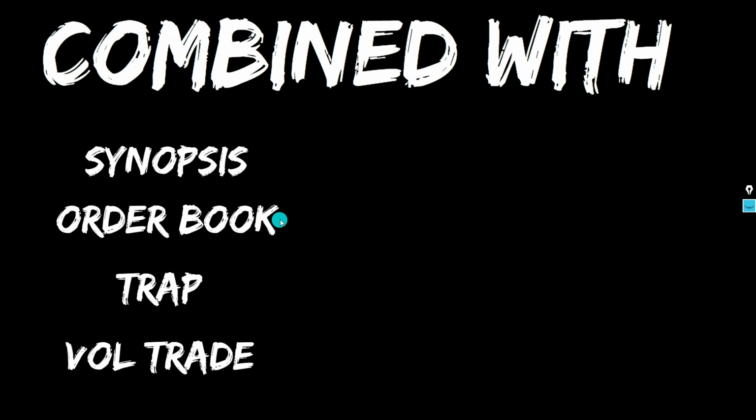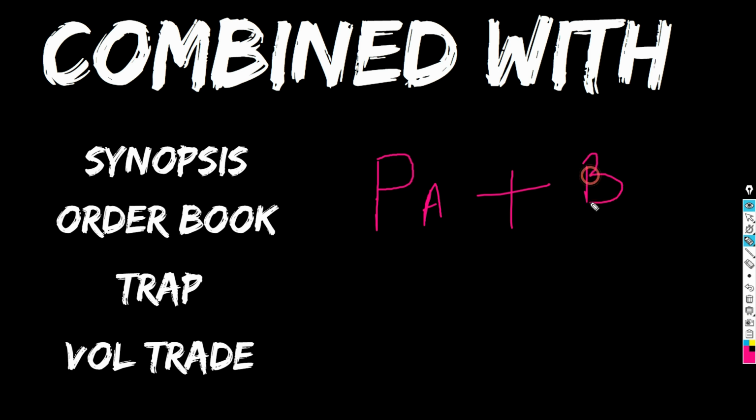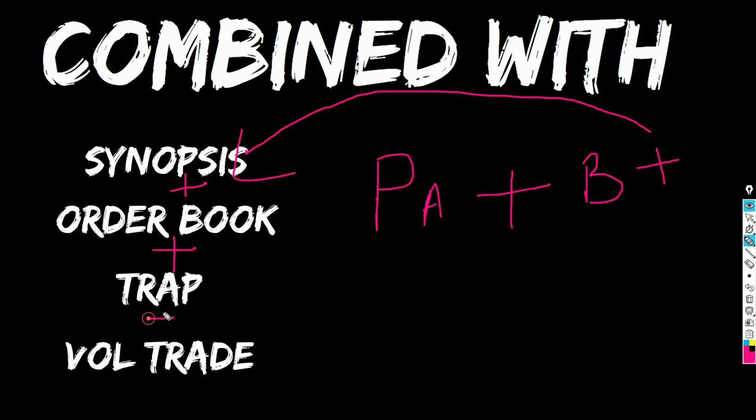Now there are other features in the Concept, like synopsis, order book, trap indicator and vol trader. So simple, guys, I'll make more videos. See, what did we do? We were combining the price action plus the built-up tool, what we have discussed. This is the built-up tool. Going forward, I'll make more trades wherein we will be combining this with your synopsis, one of the features in the Concept, plus your order book, plus trap indicator, plus vol trader.